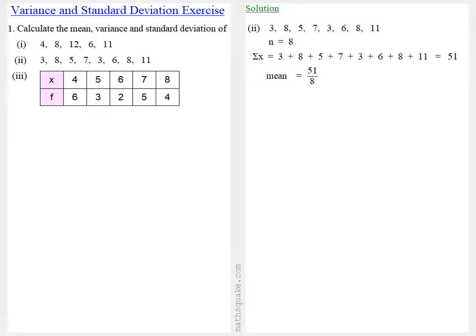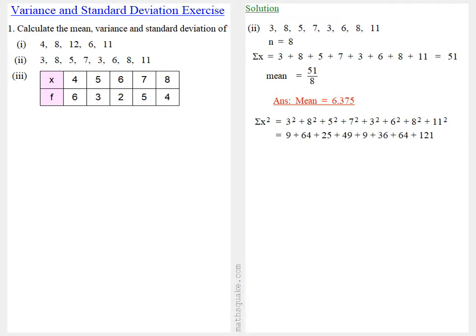Now the mean is the sum of the numbers over the number of numbers, which is 51 over 8, or the mean is 6.375. Now to work out the variance, we need the sum of the numbers squared, sigma x squared. Now that's 3 squared plus 8 squared plus 5 squared plus 7 squared plus 3 squared plus 6 squared plus 8 squared plus 11 squared, or 9 plus 64 plus 25 plus 49 plus 9 plus 36 plus 64 plus 121. And that's 377.